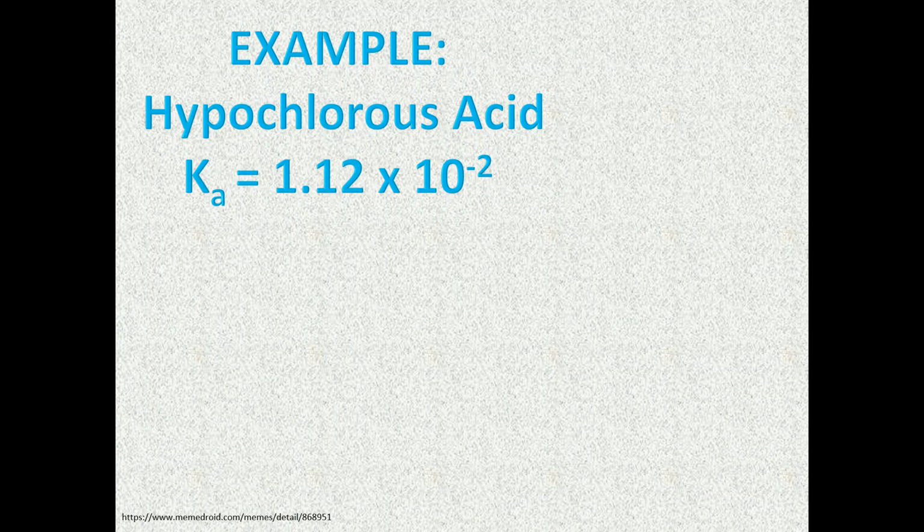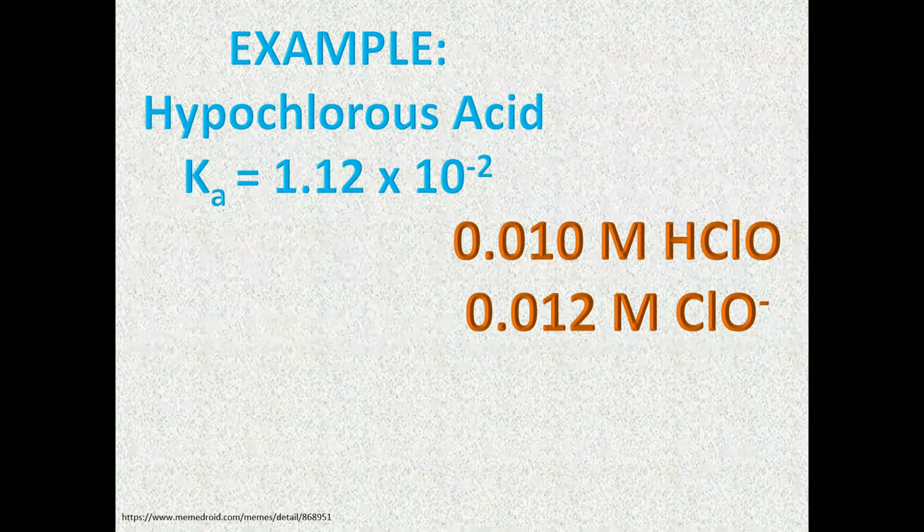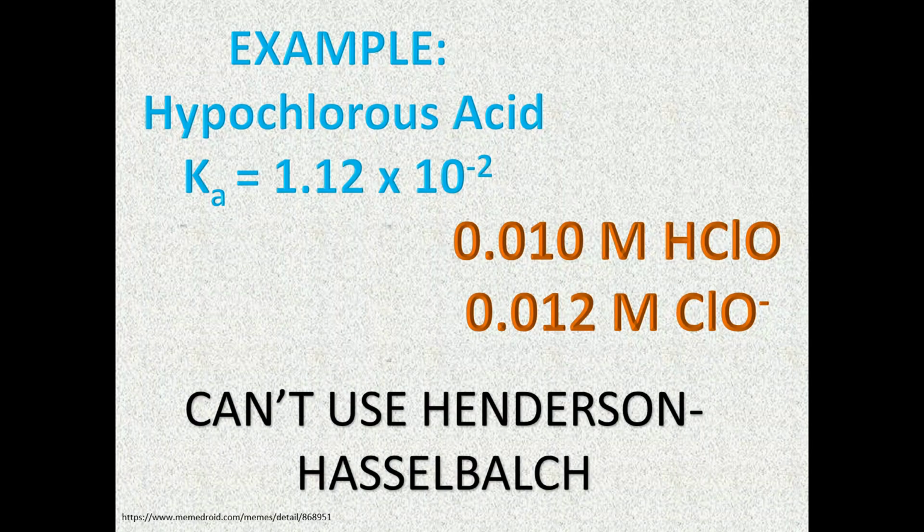So if I tried to use hypochlorous acid, which is 1.1 times 10 to the minus 2, and I had a 0.01 molar hypochlorous acid and a 0.012 molar hypochlorite ion, that's not going to work. It's not going to work because my Ka is way too close to my concentrations. I need a low Ka and higher concentrations. I need the situations where we could drop the X in our icebox to use the Henderson-Hasselbalch.